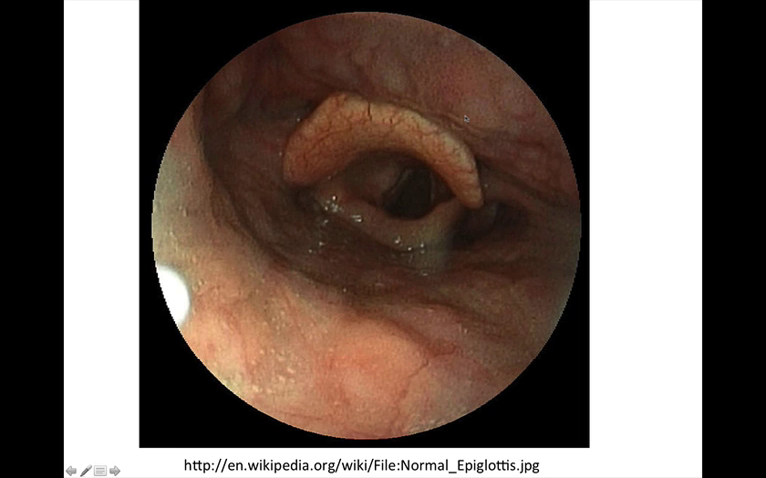Now, what we have to talk about next is how we prevent food and materials from going down into the trachea, and that's where this structure comes in right here. This big flap of tissue, this soft cartilage, is what is called the epiglottis. Epi meaning above, glottis. So we're saying this piece of cartilage is above the glottis.